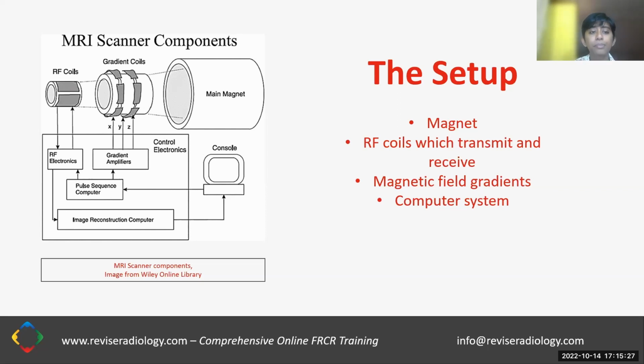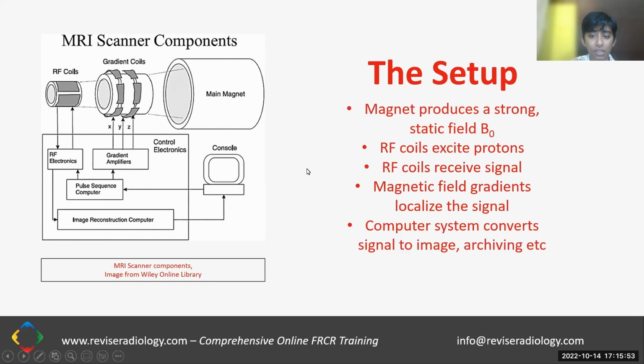We also have magnetic field gradients, which are applied in 3 different directions and help us localize the MRI signal. Now, all these things are controlled by the computer system, except the main magnet. So the RF coils and the gradient coils are controlled by the computer system. So that's the basic setup of the MRI. Now let's see how this setup produces the image that we're talking about.